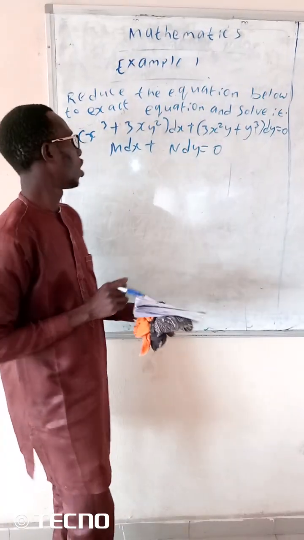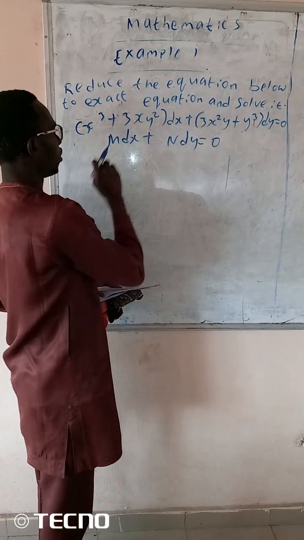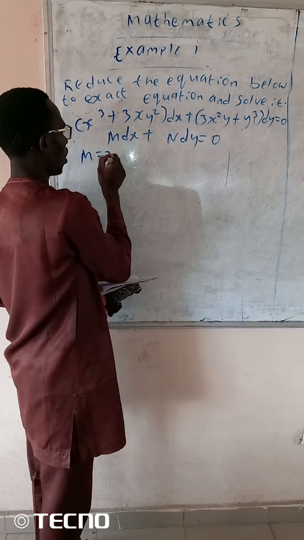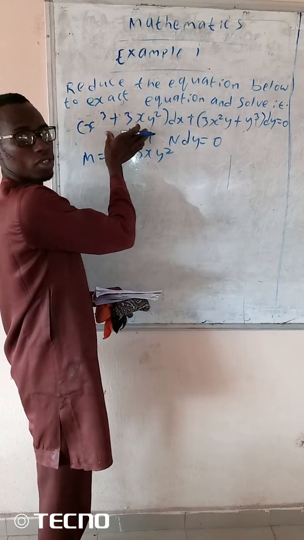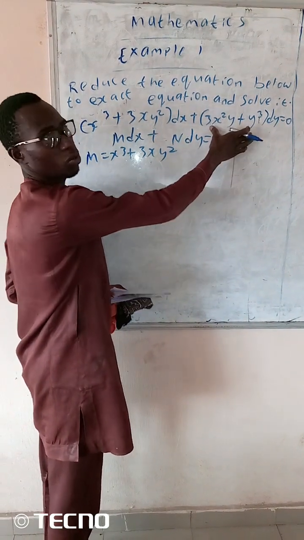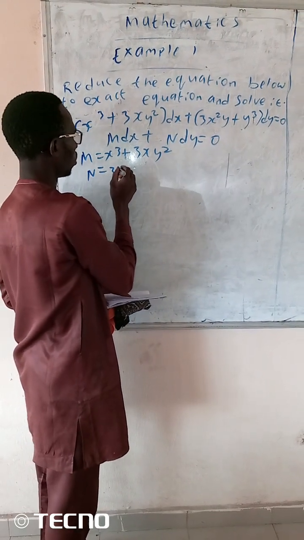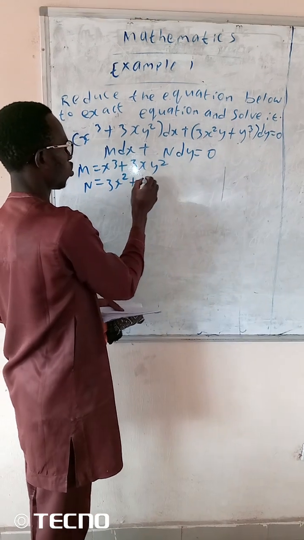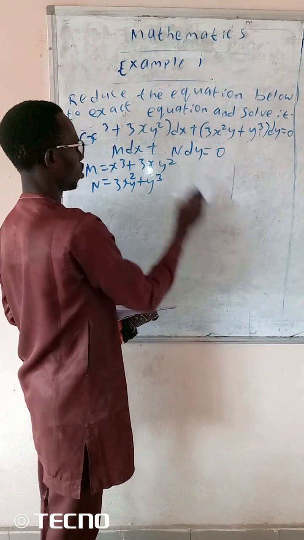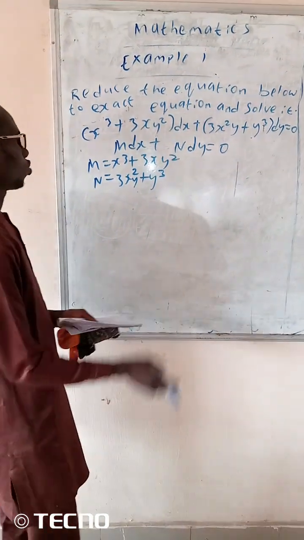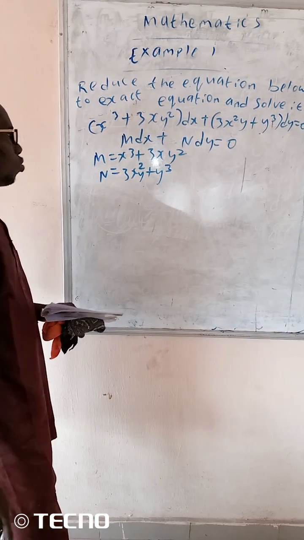So how can we do that? We are going to set this first part as M, and the second part as N. So M equals x^3 + 3xy^2. This part we have set to be M, and this second part we set as N. So N equals 3x^2 y + y^3. So this part is N, and this part is M. So we have done that.